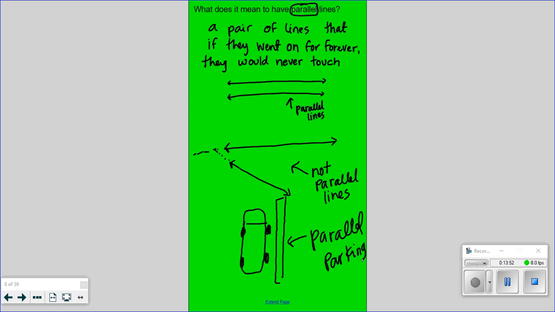So yeah, when you hear people talking about parallel parking, that means they are trying to sit the same direction as whatever they're parking next to. And the idea is if they kept going on forever and ever, they would not match. So then, don't do that. Parallel lines around this room. All right, we are looking for parallel lines around the room.